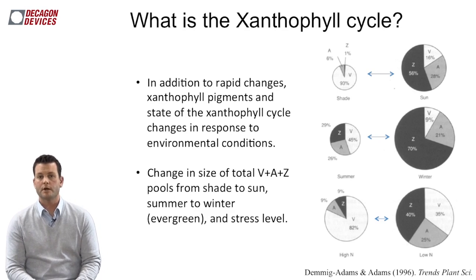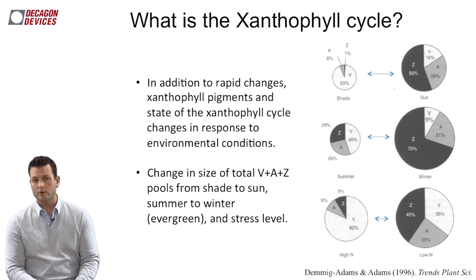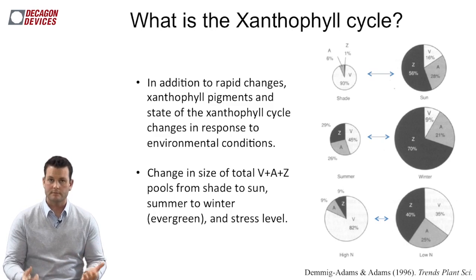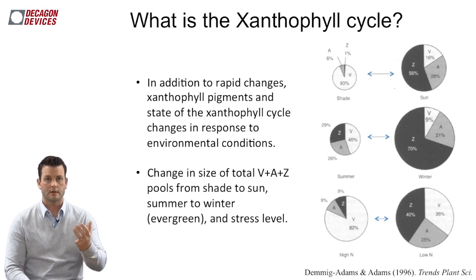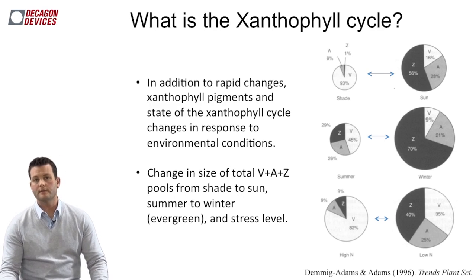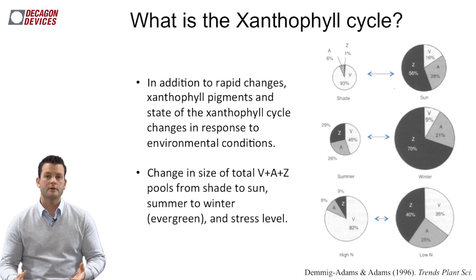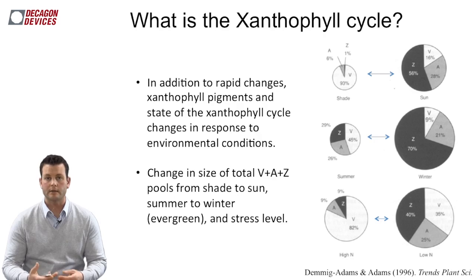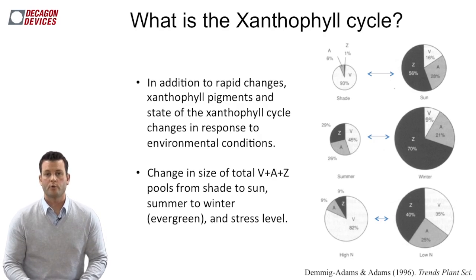So in shade leaves, much more of the xanthophylls are in the violaxanthin state, presumably because there's much less need for photoprotection at the instant that these samples are taken. Whereas in the sunlit leaves, a much higher fraction of the xanthophylls are in the zeaxanthin state, which indicates that the leaf is in need of photoprotection.